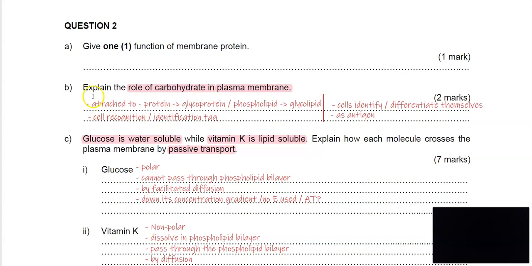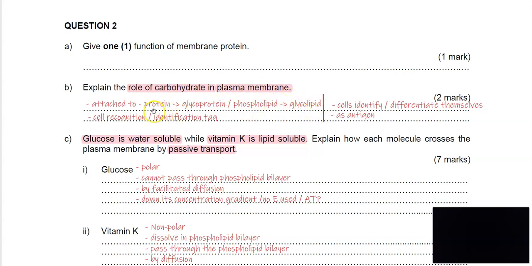Okay, so B, explain the role of carbohydrate in plasma membrane. Okay, so carbohydrates are found attached to proteins that are embedded in the membrane. So when the carbohydrate is attached to the protein, we call it a glycoprotein, or the carbohydrate can be found attached to a phospholipid molecule in the membrane. So this one we call a glycolipid.